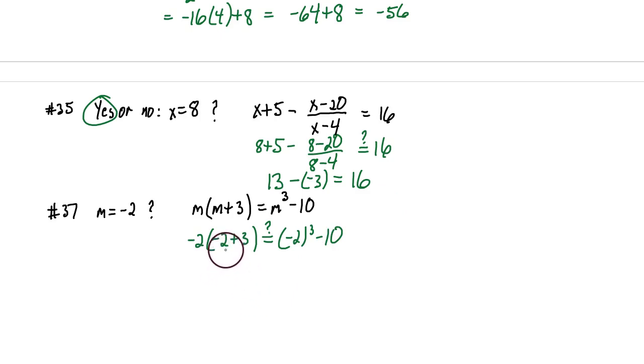Inside the grouping symbols, negative 2 plus 3 makes 1. So negative 2 times 1 is negative 2. Now over here on the right side, negative 2 raised to the third power is negative 8, because negative 2 times negative 2 is 4, and 4 times another negative 2 is negative 8. Then when you subtract 10, you get negative 18. We can see that these are not equal, and so the answer to this one is no.